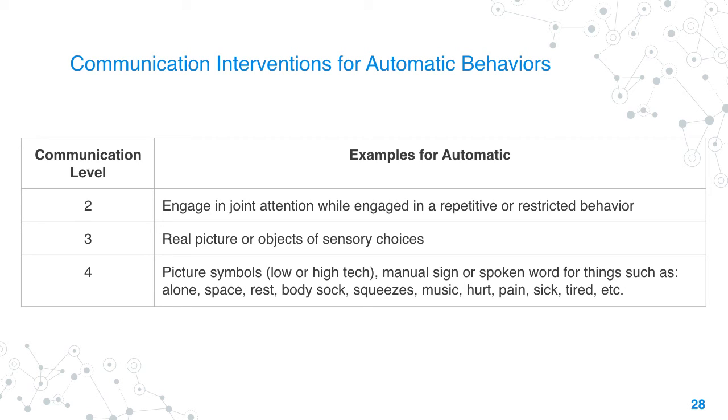For level 3, that would just be maybe providing real pictures or objects of sensory choices. And then level 4, moving into picture symbols, manual sign, or spoken words for things that meet your child's sensory needs, such as alone, space, rest, body sock, squeezes, music, hurt, pain, sick, tired.